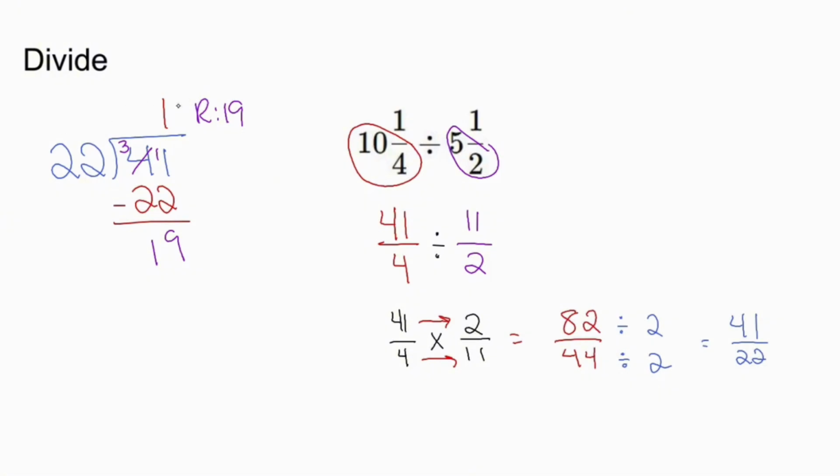Take the one that you got and make that the number that lives out in front. The remainder is going to be your new numerator, and your denominator of 22 is just going to stay your denominator of 22. So when we're done, we finally get the answer of 1 and 19/22.